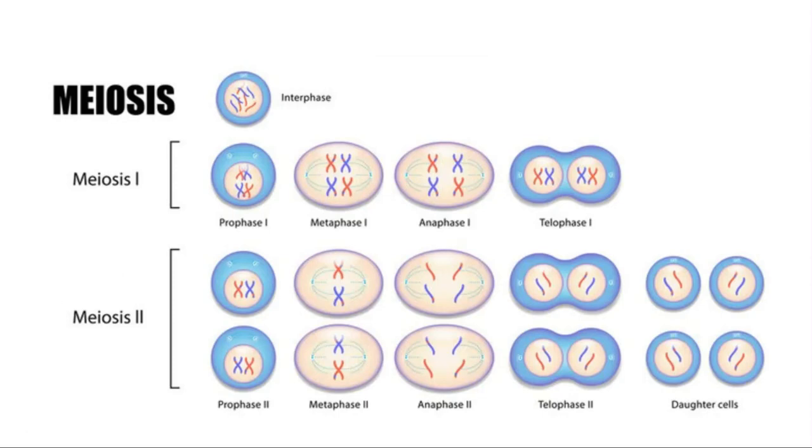And now, something that can happen during this is a form of genetic variation that can contribute to genetic variation. You can have something called independent assortment, which is basically the fact that chromosomes line up along the center of the cell in metaphase in a random order. All right. You can also have crossing over.